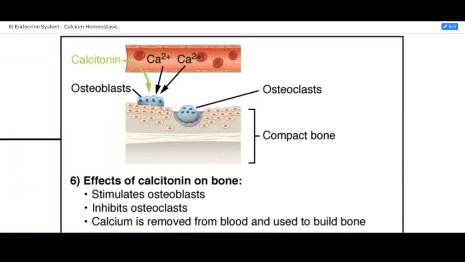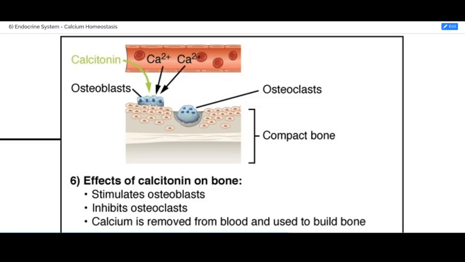Calcitonin has pretty much only an effect on the bone, and again, it's going to target the osteoblasts and osteoclasts. It'll stimulate the osteoblasts to take up that calcium from the blood and put it into the bone matrix. It'll also inhibit osteoclasts to be less active and therefore allow more calcium to be stored in the bone matrix.